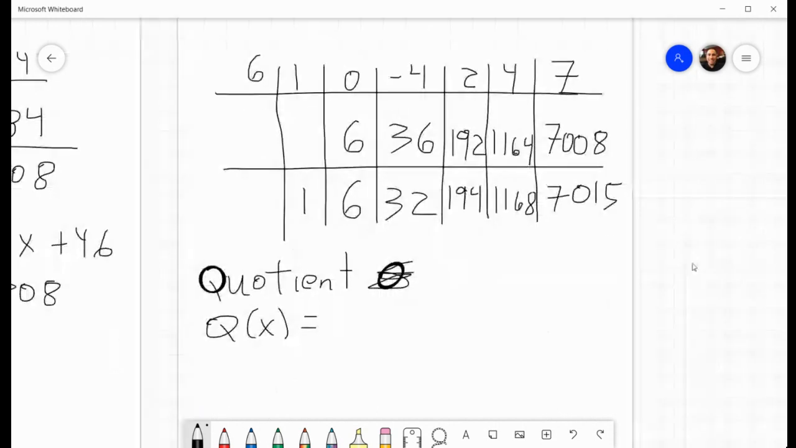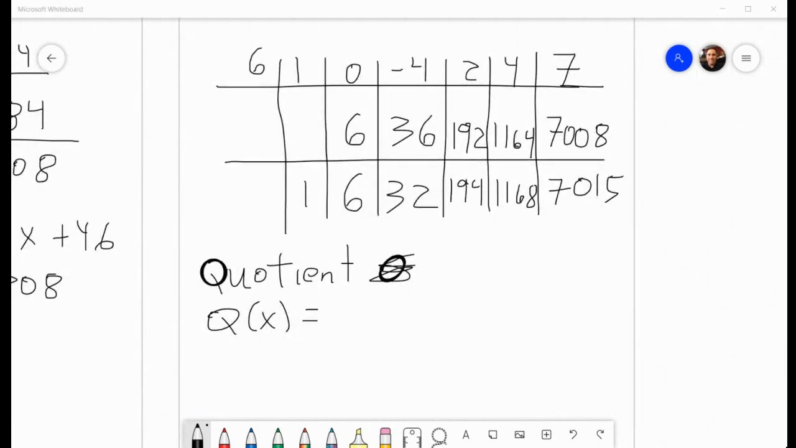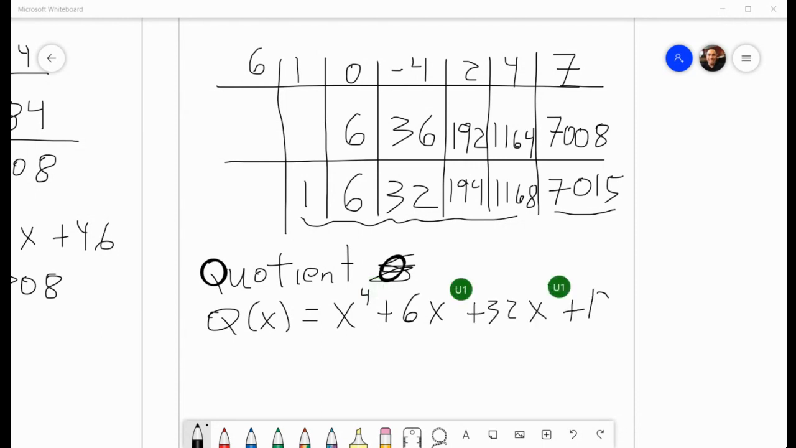Let me just move this up so now everyone can see. So we're going to have X to the 4, right? The last column here is the remainder. The other numbers in the bottom row are the coefficients of the quotient. So we have X to the 4, 6x cubed, plus 32x squared, plus 194 times x, plus 1168.